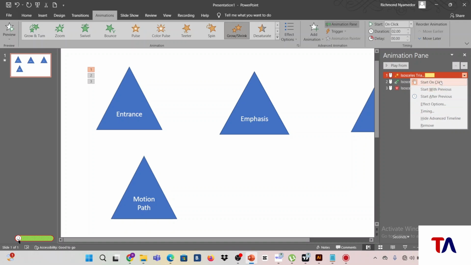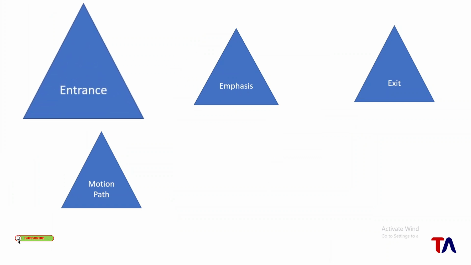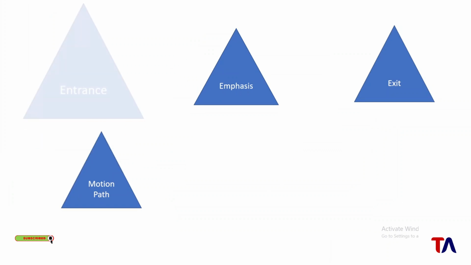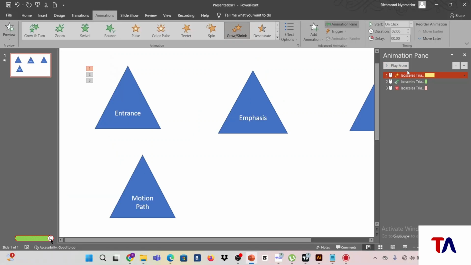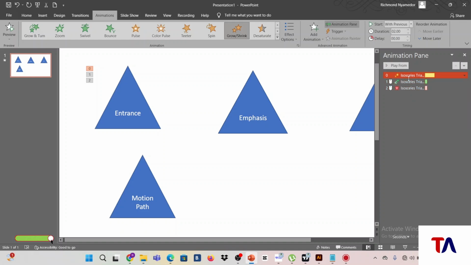Start on click means when I switch to presentation mode, right, I would have to click on the slide before the animation will start playing. Do you see it? Yes, that is the start on click option, right? And then we have the start with previous. You understand? Start with previous means all the 3 animations will play together. Each animation will start with the previous animation, and then the third one will also start with the previous one. That is the start with previous animation.